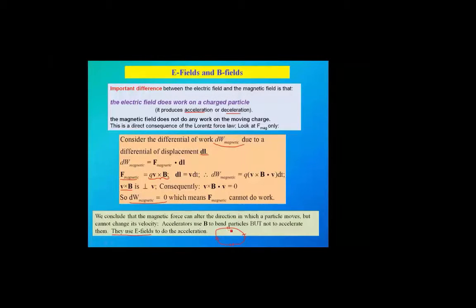They use E fields to accelerate the particle, which is doing work on the particle, but the magnetic field allows the particle to sweep around the path. Okay, so one classic case is where you have a particle that you shoot into a non-zero B field.